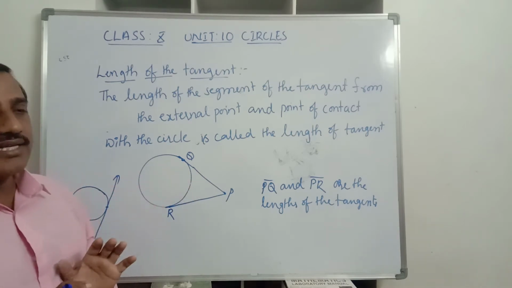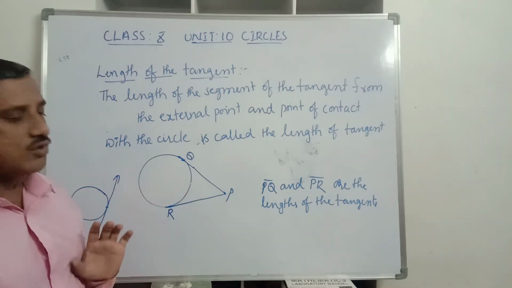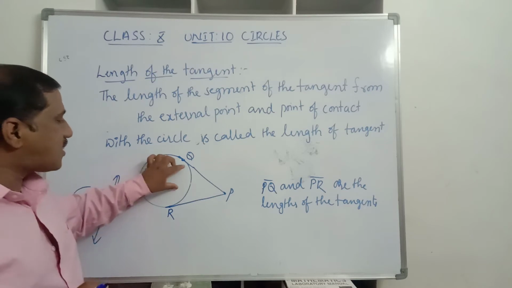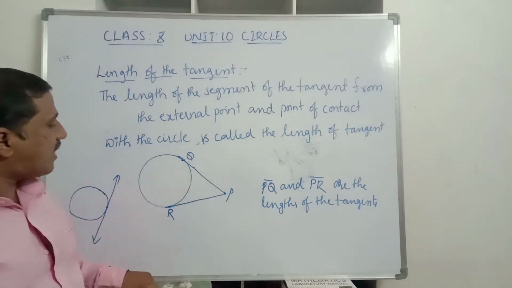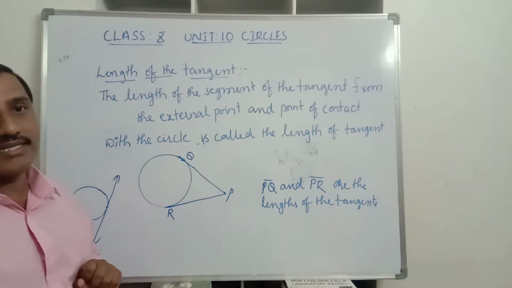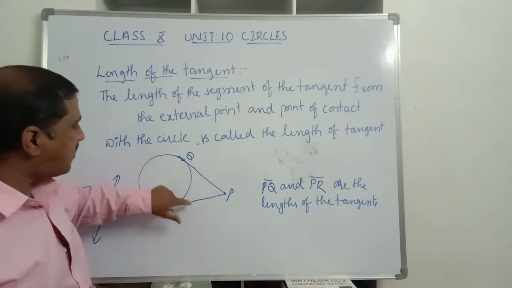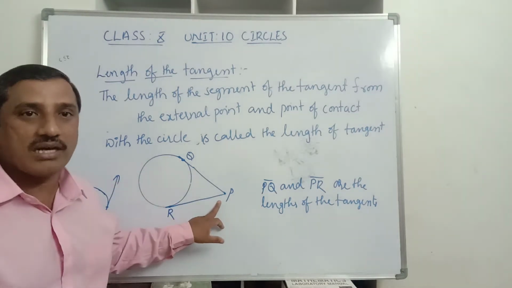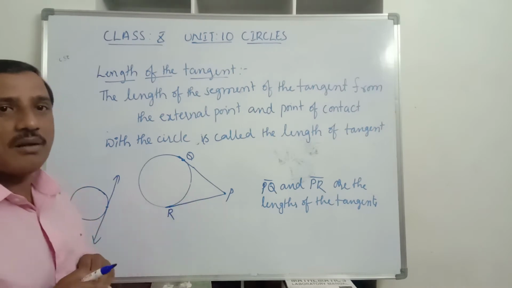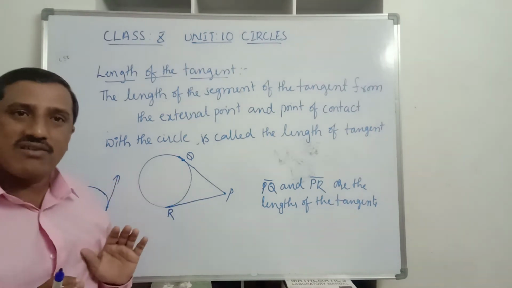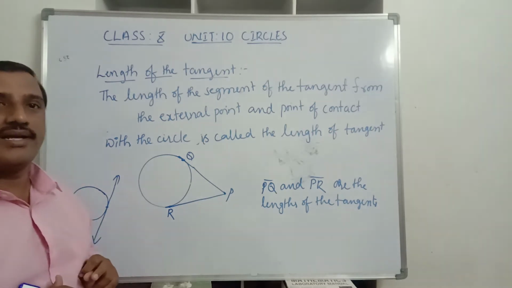So as we discussed, from an external point it is possible to draw 2 tangents to the circle. What are the 2 tangents which we have drawn to this circle from point P? PQ is one tangent, PR is the other tangent. Now we will discuss the relationship between the lengths of these 2 tangents drawn from an external point. That is, their lengths are equal. We will prove that in the form of theorem 10.2. Is it clear?